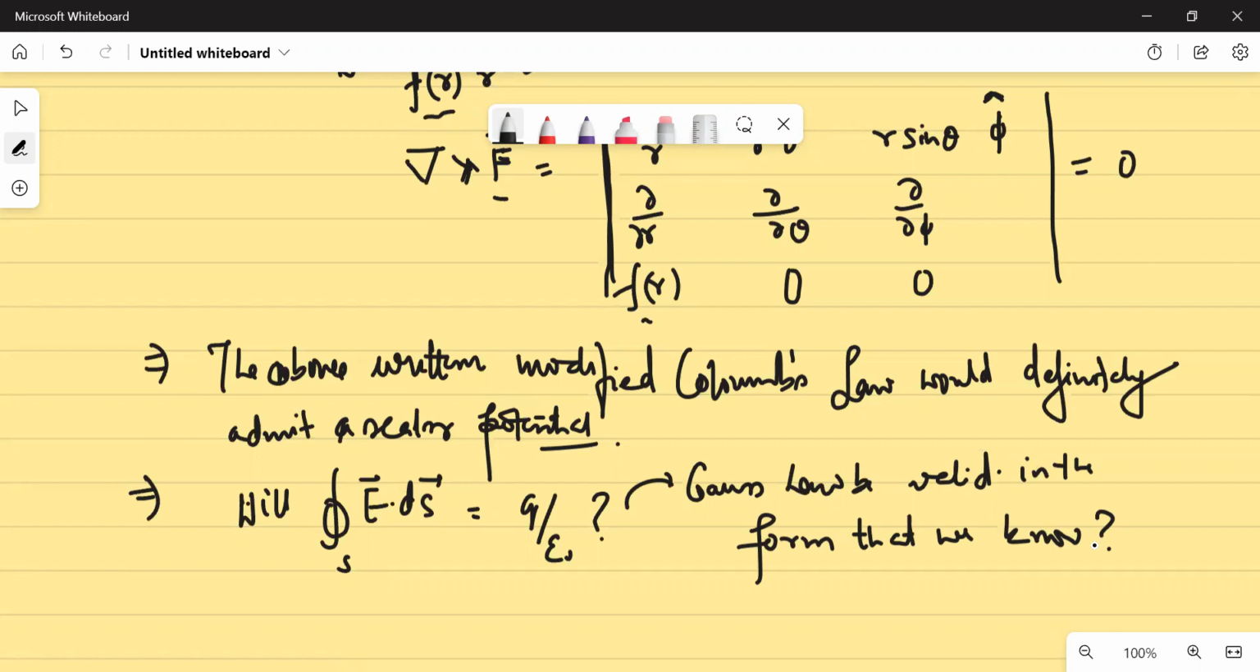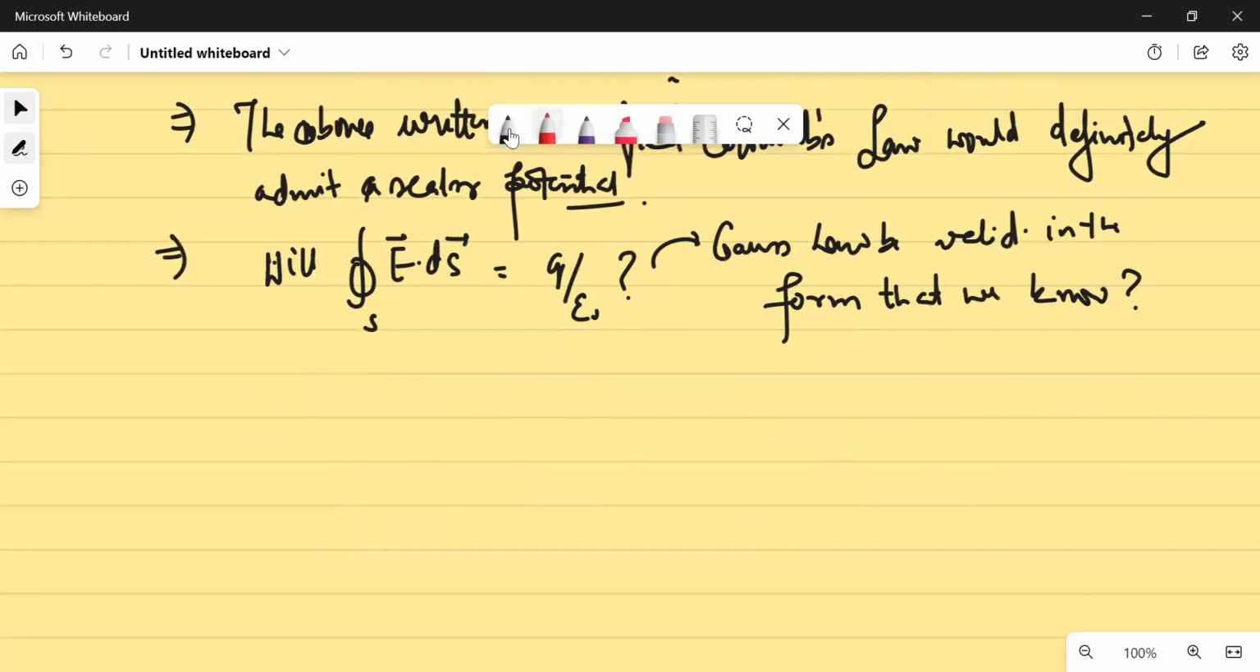Overall, understand all other properties would remain the same. Like for example, if you ask, will the energy be conserved? Yes, energy will be conserved. Why would energy be conserved? Because this is again a central force. If it is a central force, then it is a conservative force, and conservative force means all those 5 properties I listed above would still be valid. But the only point is, will it admit a scalar potential?